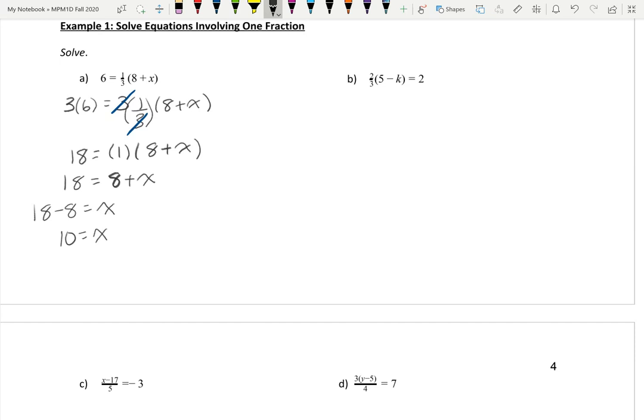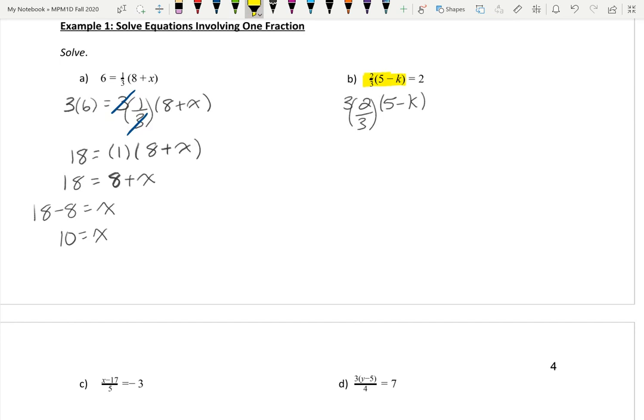Let's try another one. In B, I have one fraction, the denominator is 3. So I'm going to multiply all terms in my equation, on both sides of the equal sign, by 3. Remember, whatever you do to the left side, you must do to the right. So that's why we have to multiply both sides of the equation by 3. So this is going to be 3 times 2 over 3, which is then multiplied by 5 minus k.